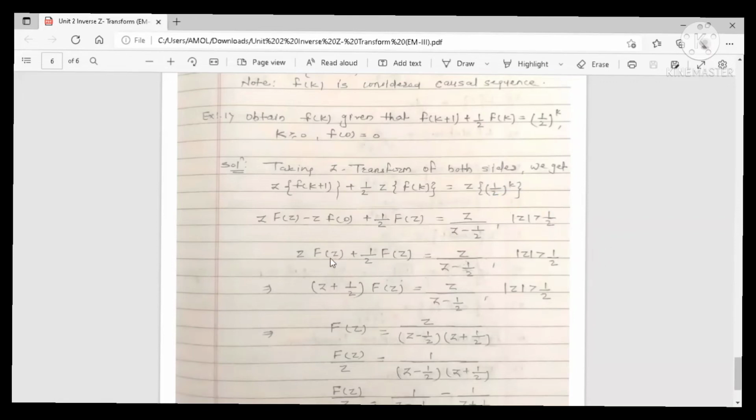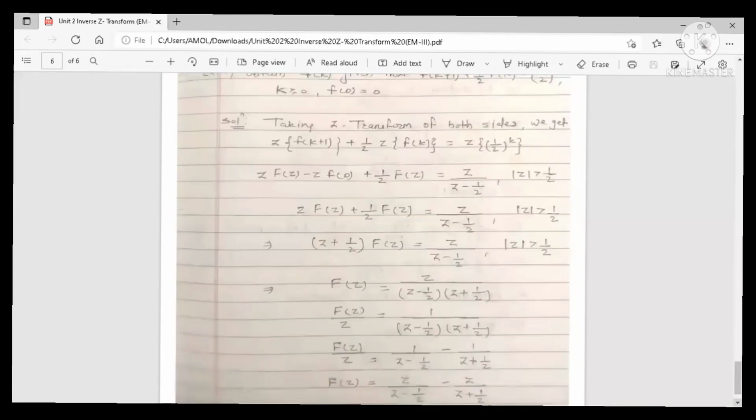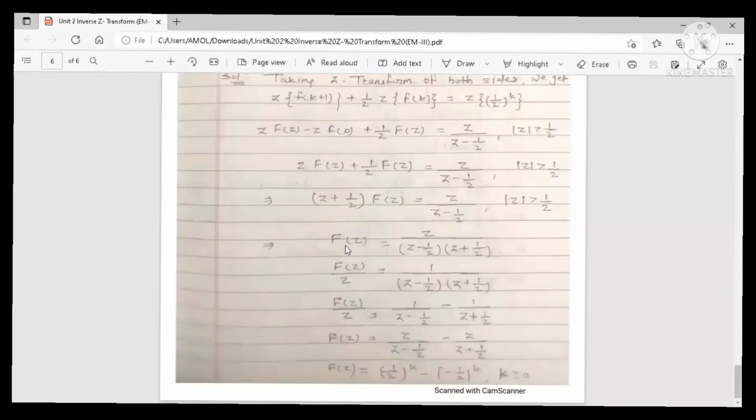Okay. So f of Z is common on the LHS, so you take it common. So the remaining term is Z plus 1 by 2 into f of Z is equal to the RHS term Z upon Z minus half. Now you transfer this term Z plus 1 by 2 to the RHS, so that you will get the value of f of Z. It is equal to Z upon Z minus half into Z plus half.